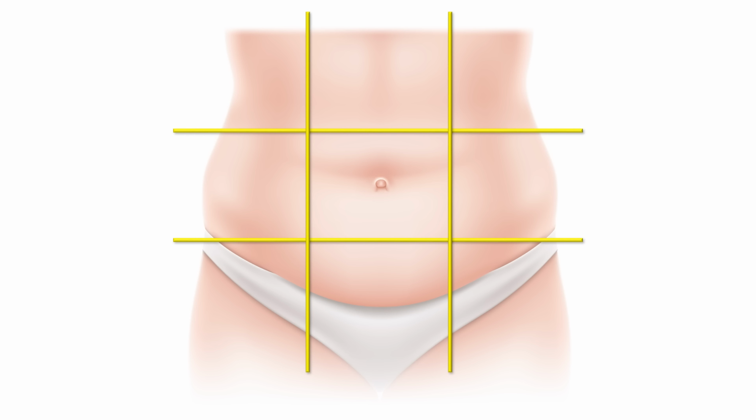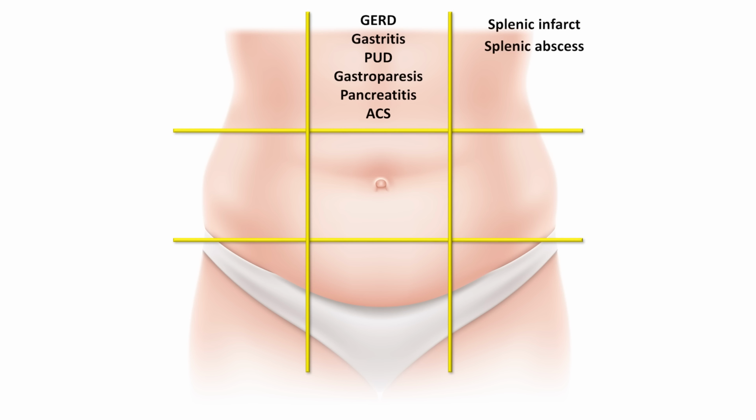epigastric region. Pain located here can be from gastroesophageal reflux disease, gastritis, peptic ulcer disease, gastroparesis, most commonly a complication of diabetes, pancreatitis, and occasionally referred pain from acute coronary syndrome. Pain in the left upper quadrant can be from a splenic infarct, splenic abscess or splenic rupture, a subdiaphragmatic abscess, or referred pain from a left lower lobe pneumonia.